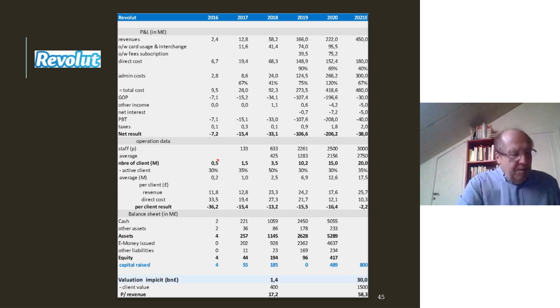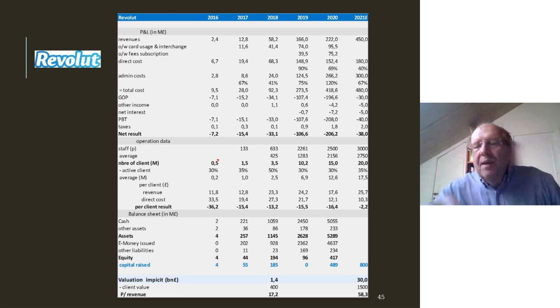But if you look at that, you see that the value of Revolut is quite impressive, because they are making losses. If you look at the net results line, it's minus, minus, minus, minus, minus. Obviously, a little bit less minus in 2021, which is only estimations close to what the management said. But they are supposed to continue to lose money.